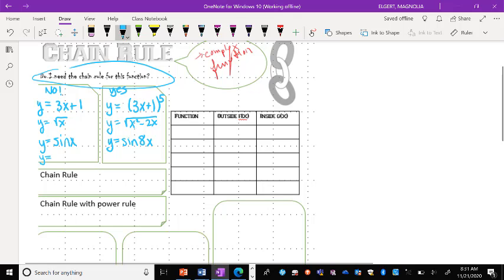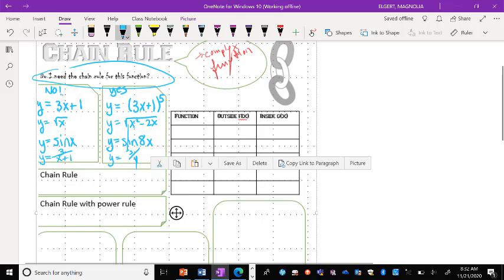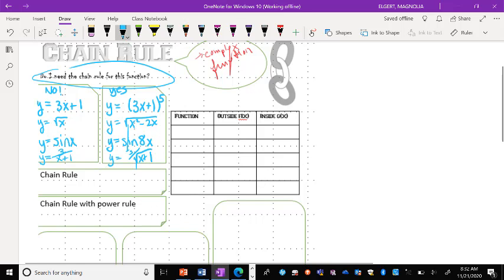Y equals 3 over x plus 1. I don't need the chain rule. Y equals 3 over the square root of x plus 1. There I would need the chain rule. So I use the chain rule when I have very complex functions, what we call composite functions.